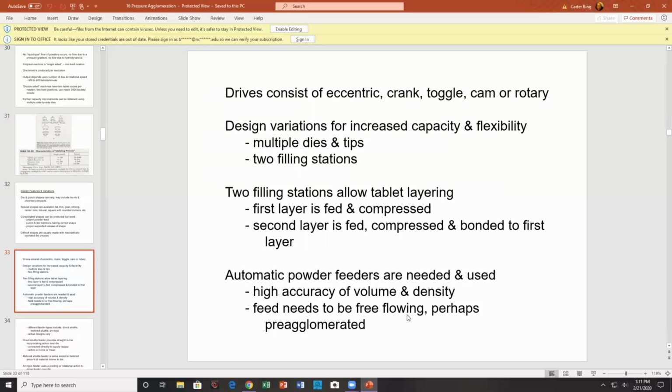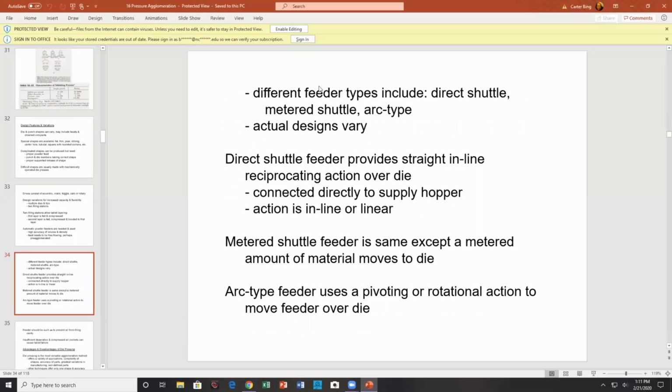If it's not free-flowing, that means there's a binder of some sort inside there, and that causes problems in feeding. Different feeder types include, actual designs vary, direct shuttle, metered shuttle, arch-type shuttle. Right, we'll let you find those out.